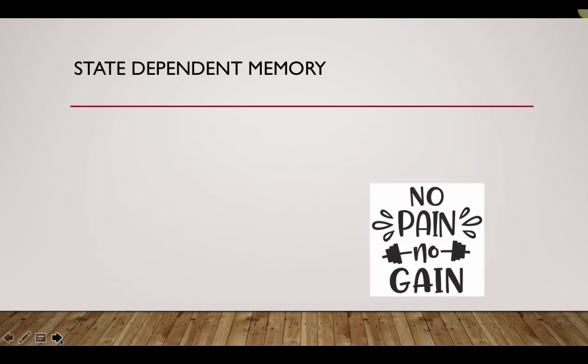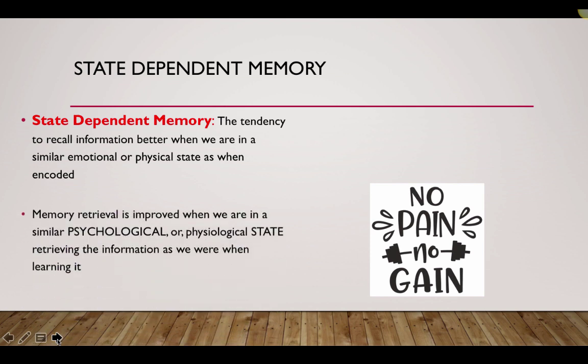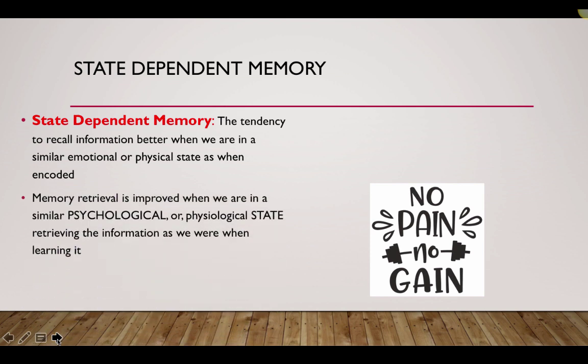And lastly, we'll talk about state-dependent memory and mood-congruent memory. State-dependent memory, if you reverse the terms, are memories that depend on your state of mind. It's a tendency to recall information better when you're in a similar physical or emotional state. Your memories are improved when you're in a similar psychological state as when you originally learned the information.